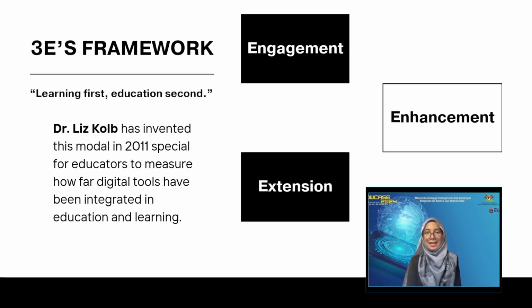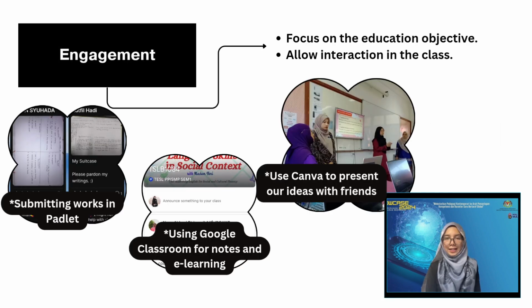Now I'm going to discuss and elaborate the 3E and 3Rs frameworks based on our courses. The first one in 3E is engagement. From what I understand, engagement happens among the students when the lecturer uses digital tools during the lesson. So digital learning objects help us to focus on the objective and also help the students to be more involved during the lessons. For example, my lecturers use Google Classroom for us to complete our e-learning tasks, and we sometimes use Padlet for us to upload our work.